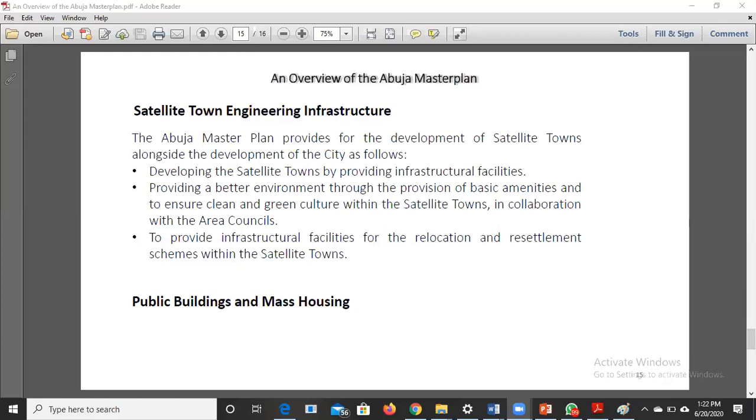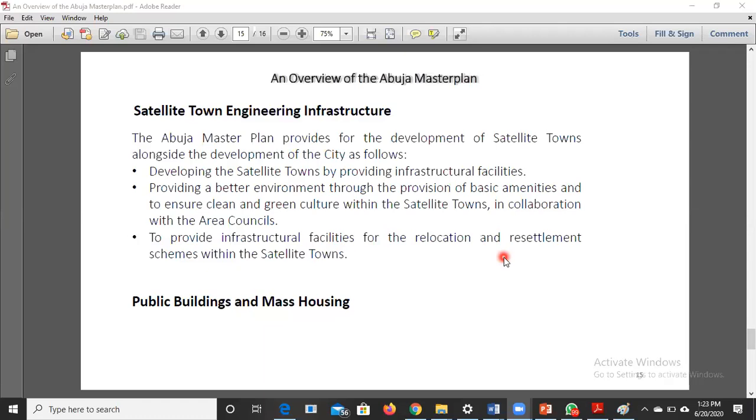Now, another role that FCDA performs is the role of public building and mass housing. Public buildings are what they are. Presidential villa. Buildings that serve the public, not individual interests or individual businesses, like your fire stations, the federal secretariat, the National Assembly, the Supreme Court, our courts, library, district libraries. So FCDA also has the responsibility of building these edifices. They are usually supposed to be big edifices. National Assembly, those are, and the planners actually gave the architectural sketch of those public buildings. So part of the duty of FCDA is to provide public buildings as well.